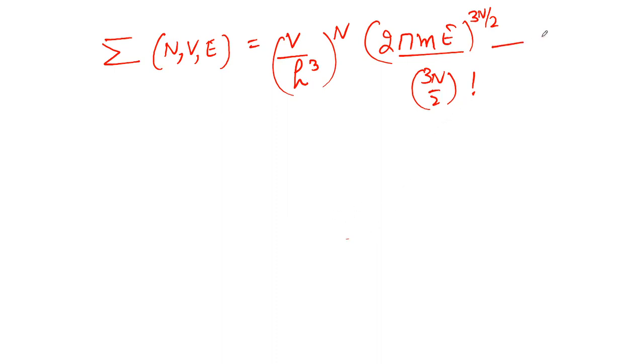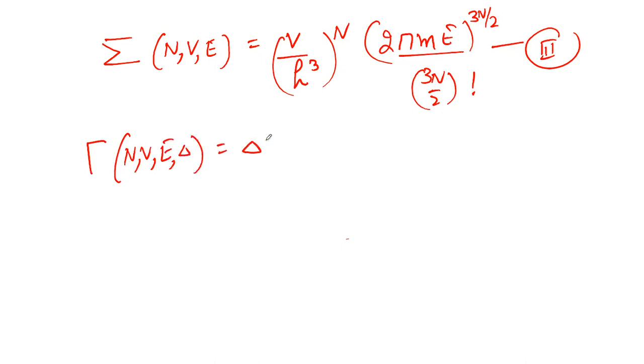So let us say this is equation number 3. From that we can find out the change in energy value, that is from E minus delta by 2 to E plus delta by 2. So the new microstates, which depend upon these 4 parameters N, V, E and delta, we can calculate by differentiating this summation with respect to E.